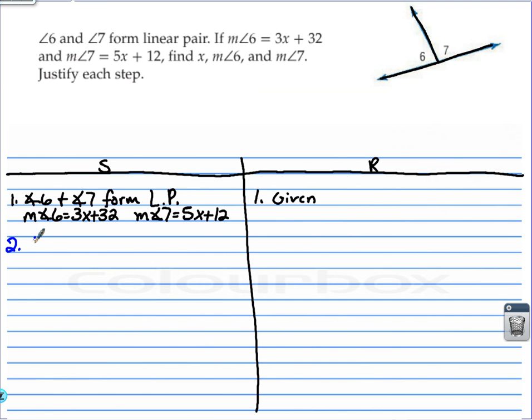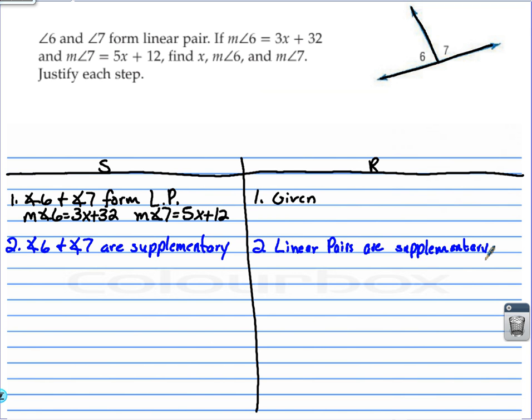Angle 6 and angle 7 are supplementary. And I want you to go through both of these steps. If you don't remember what it's called, that's fine. You know what I'm going to put for a reason? I'm going to come out here and say linear pairs are supplementary. That's why. So therefore, since angle 6 and angle 7 form a linear pair, that means they're supplementary. Why? Because linear pairs are supplementary.